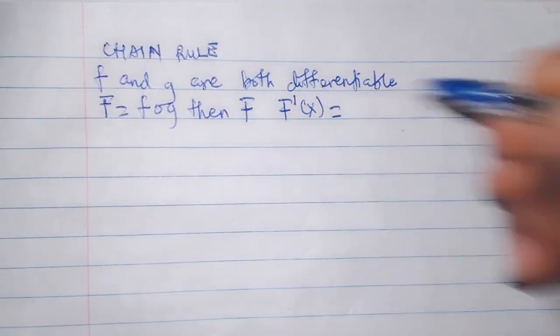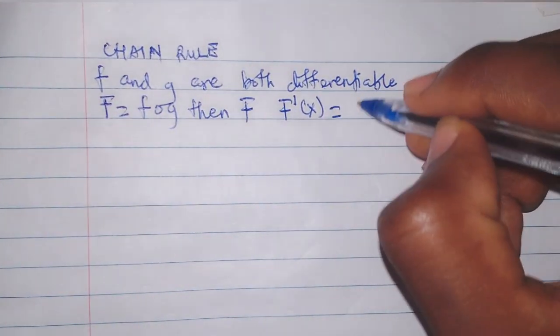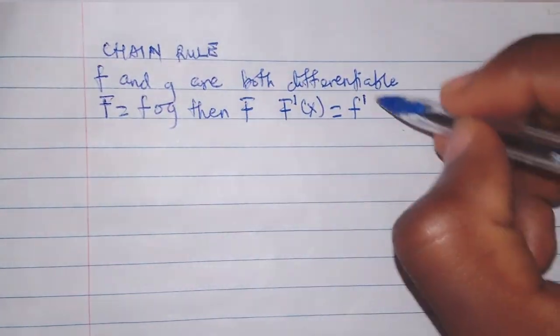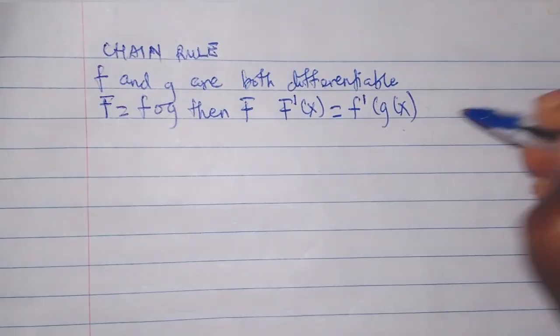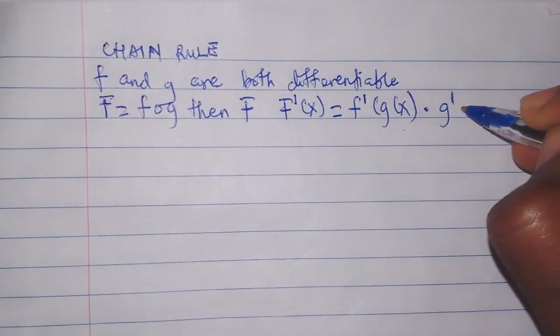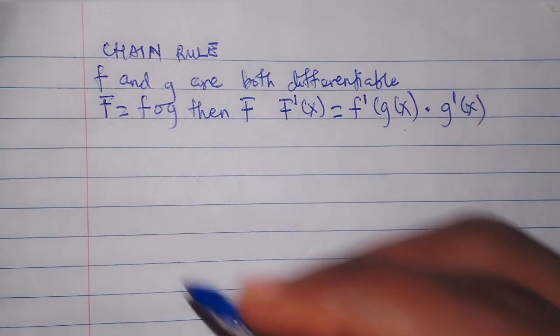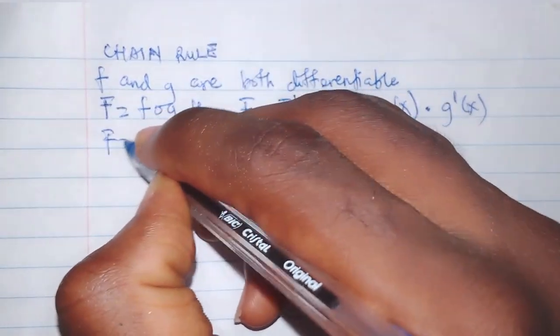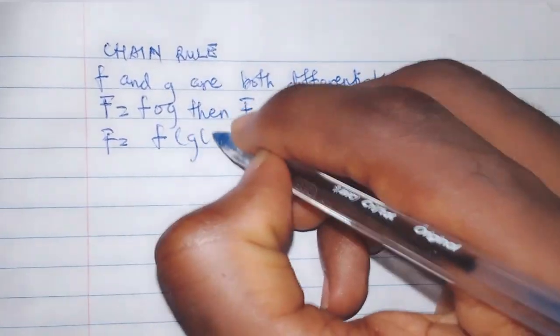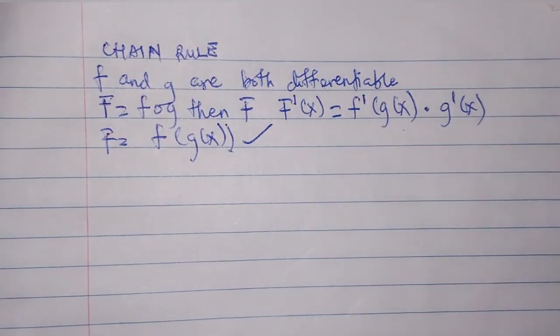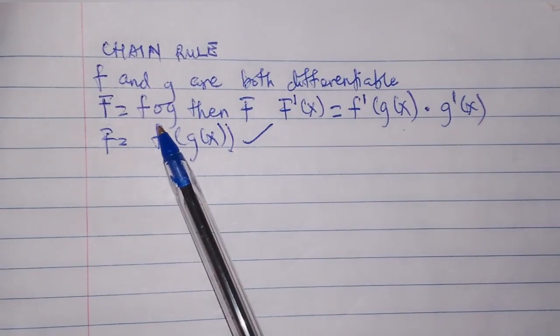The derivative of F at x is equal to the derivative of f at g of x multiplying the derivative of g at x. Simple as that. Now you know that this can be written as F equals f of g of x, right? This can be written like this. So that's the same concept here.